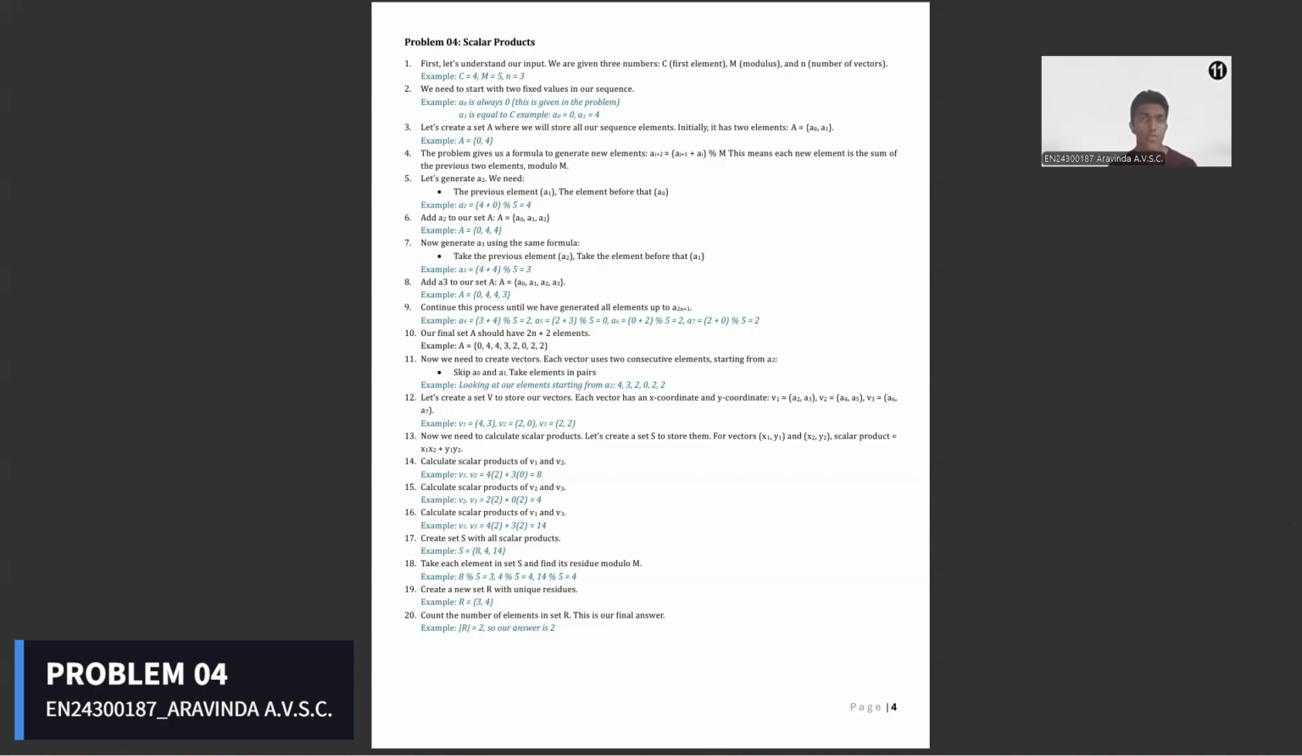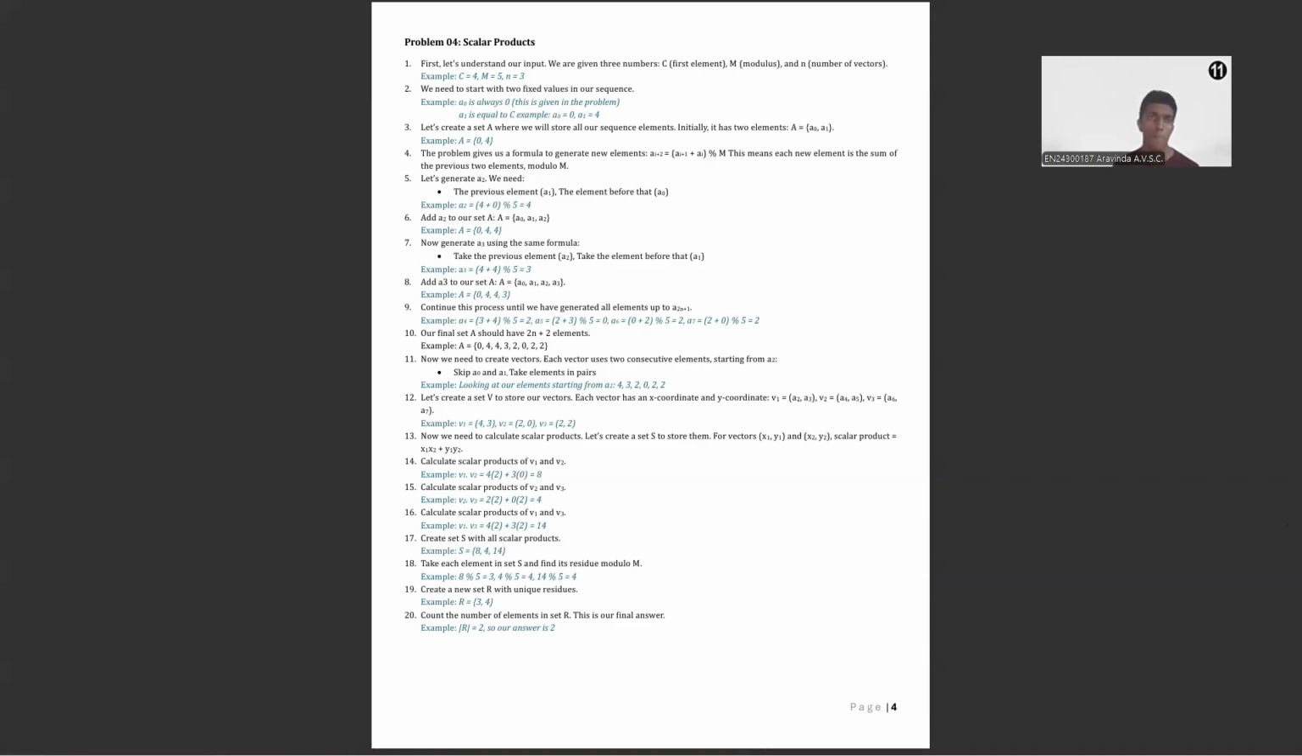Using these vectors, I calculated scalar products by multiplying corresponding x and y coordinates and summing the results. The key innovation was my final step: taking these scalar products, finding their residues modulo m, identifying unique residues, and counting them. In my example, I began with c as 4, modulus as 5, and generated a sequence that ultimately yielded 2 unique residues, just as provided in the output of my problem.